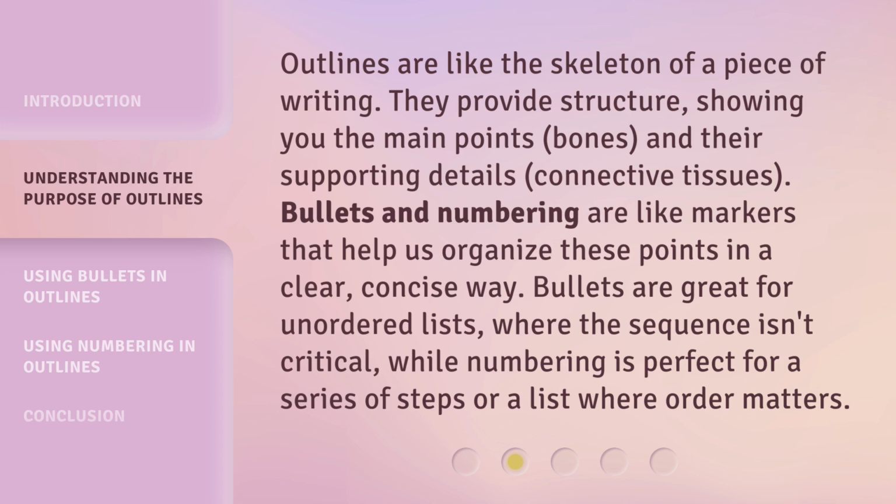Outlines are like the skeleton of a piece of writing. They provide structure, showing you the main points, bones, and their supporting details, connective tissues. Bullets and numbering are like markers that help us organize these points in a clear, concise way. Bullets are great for unordered lists, where the sequence isn't critical, while numbering is perfect for a series of steps or a list where order matters.